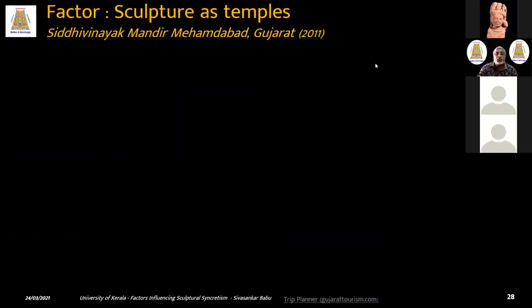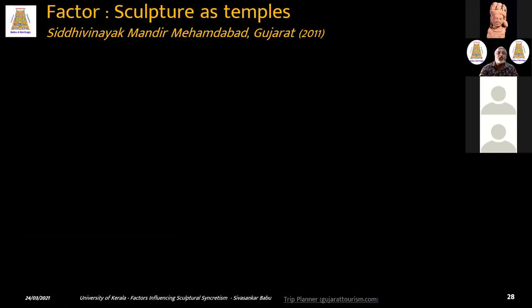Next, sculpture as temples. So far we have been saying God is in the heart. Now I have a representation of God as a sculpture, and the sculpture is now becoming a temple. So, examples coming up with advancement.